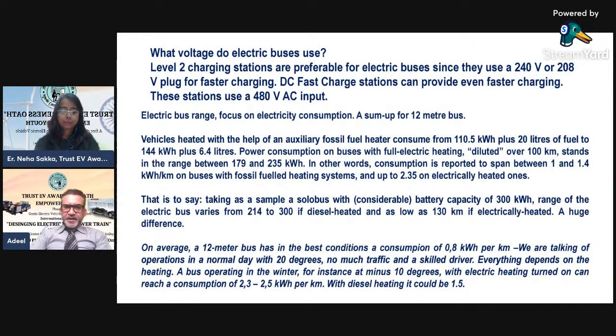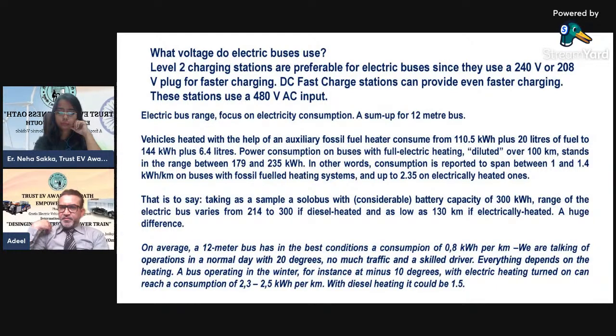Vehicles heated with the help of an auxiliary fossil fuel heater consume from 110.5 kilowatt plus 20 liters of fuel to 144 kilowatt plus 6.4 liters. Power consumption of buses with full electric heating, diluted over 100 kilometers, stands in the range between 175 and 225 kilowatt hour. In other words, consumption is reported to span between 1 and 1.4 kilowatt per kilometer on buses with a fossil fuel heating system and up to 2.35 for electrically heated ones.